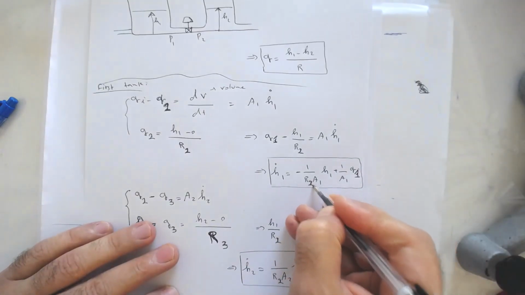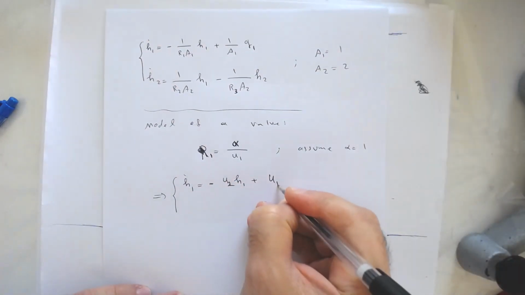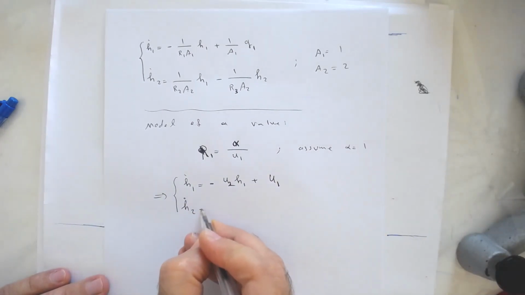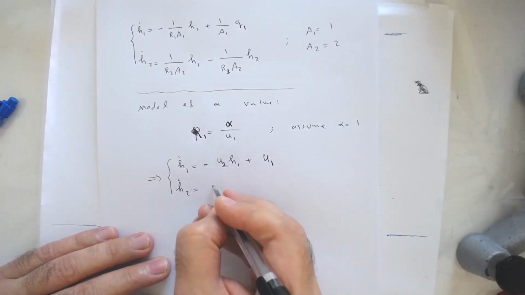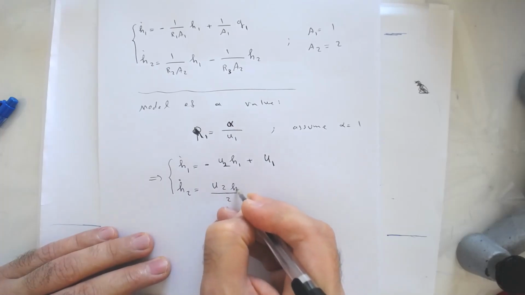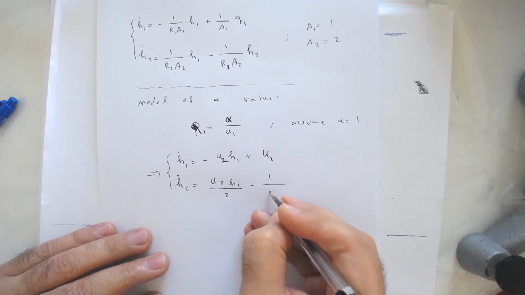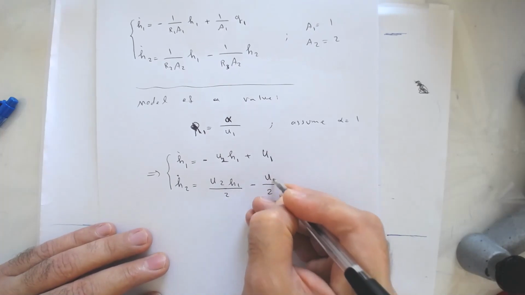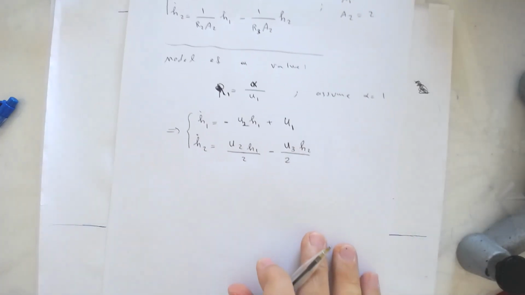Sorry again, I needed actually to change this one to R2. So if this one is U2, this one is U1. So I changed a lot here. So H2 dot is equal to U2 divided by 2 multiply H1, and then minus 1 over 2 multiply U3 H2. So it's something like that.